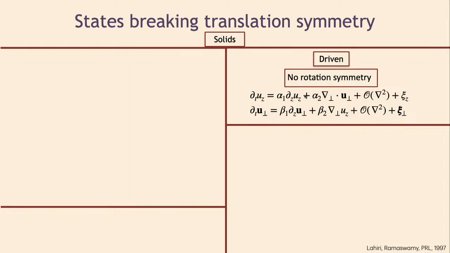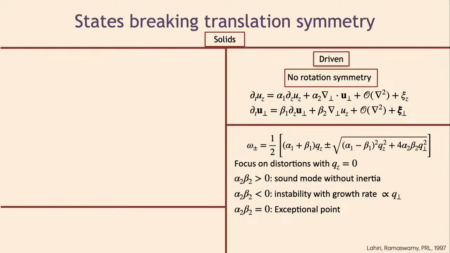Okay? And these equations are actually quite interesting in themselves. So you can immediately work out the eigenfrequencies of this, and you'll notice that if alpha 2 and beta 2 here are greater than 0, you get a sound mode without inertia. This is a non-reciprocal system. This was years before the word non-reciprocal was used in this context, but this is a non-reciprocal system. If this product alpha 2 and beta 2 is less than 0, you have an instability.